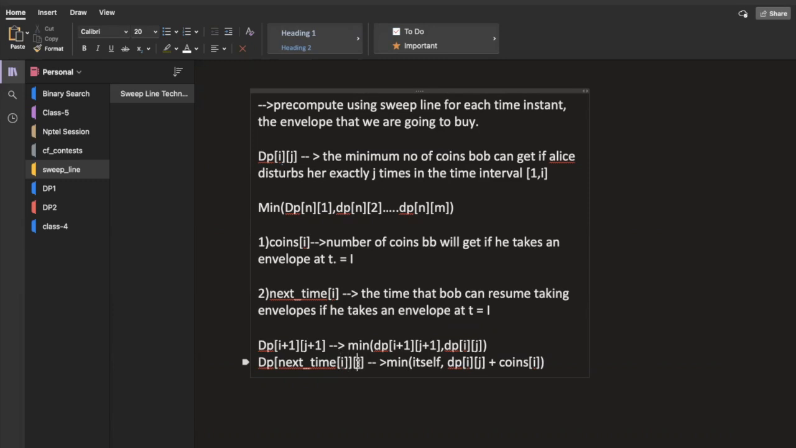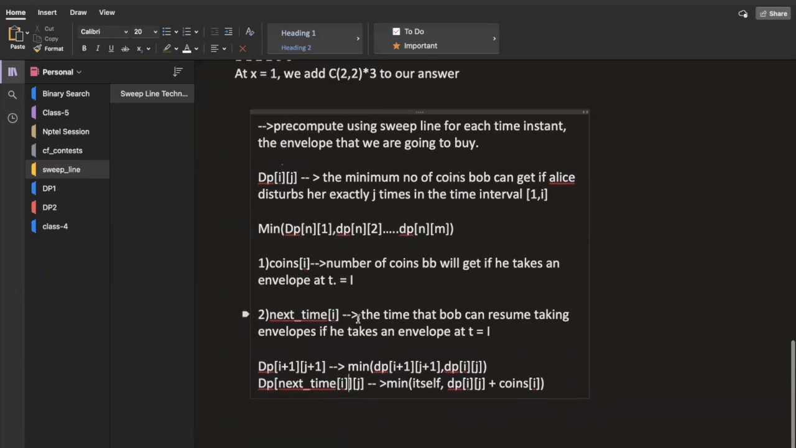But what if she disturbs him at next time of i? It will be a value greater than i, right? Yeah, so if Alice disturbs him at next time of i, then that is something I am taking into account, because I will go through all combinations of i and j, right? Yeah, in the later transitions.